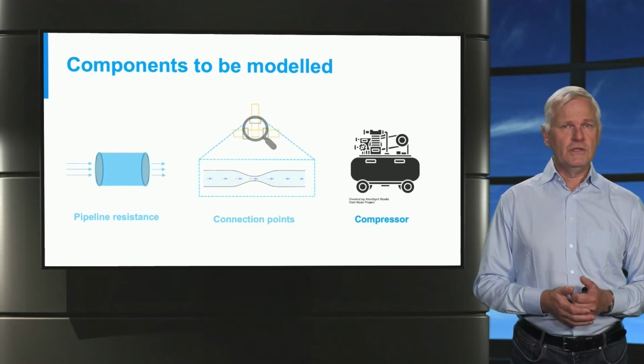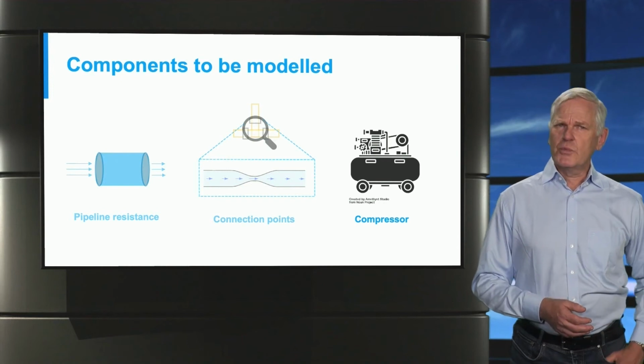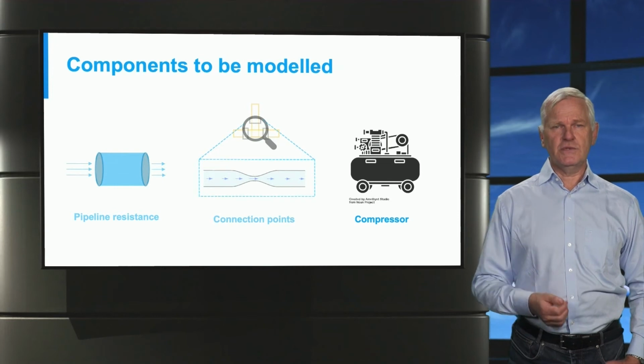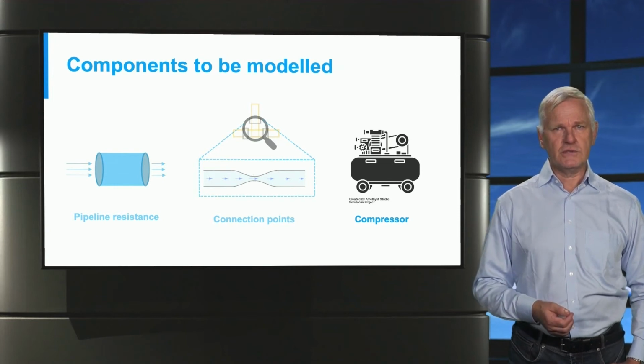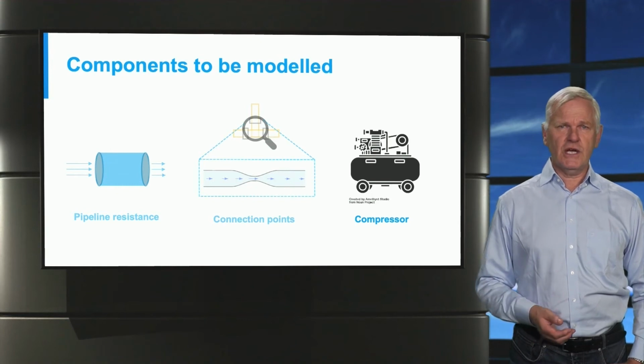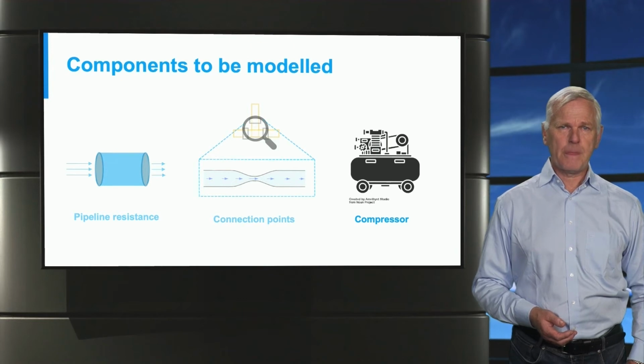Finally, we should model the compressors, which are very important to transport gas. A pressure difference is needed to transport gas. To make the pressure difference, we need to include compressors. They are more complicated to describe. In general, we don't describe them in much detail, but we treat them like a black box.